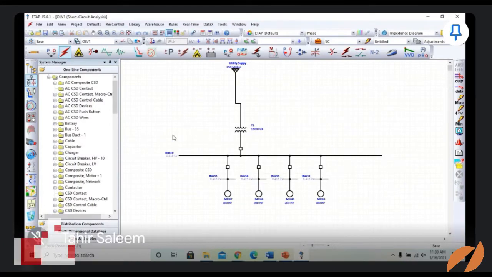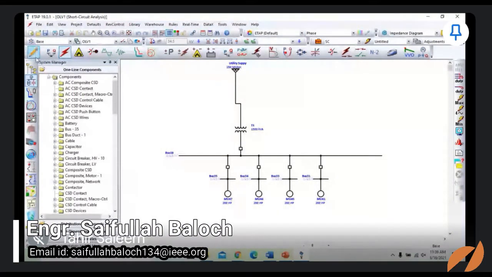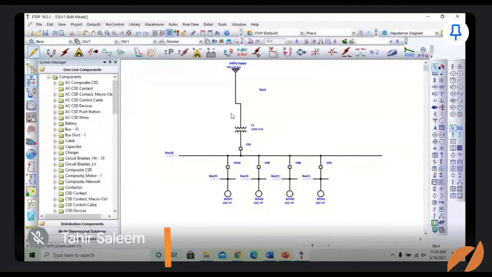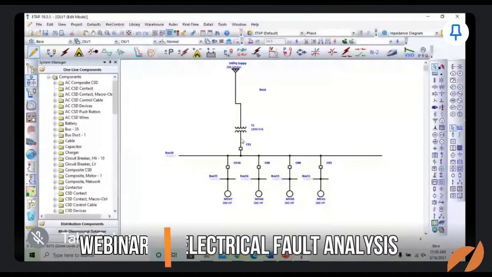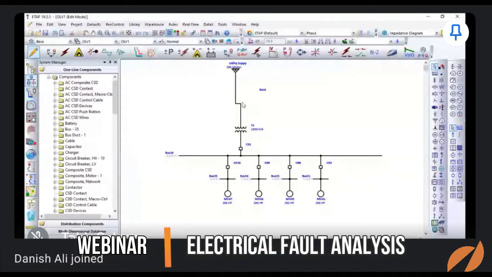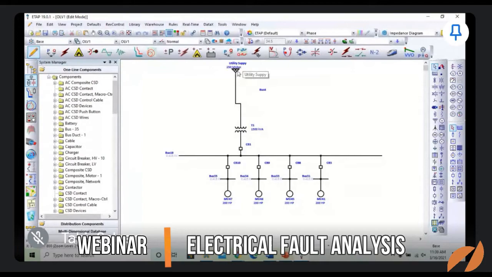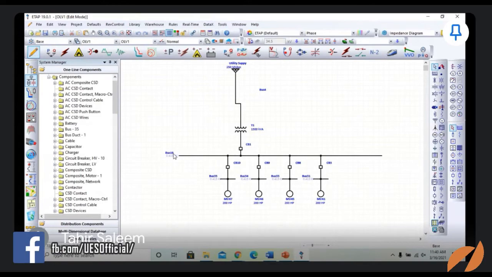So here you can see the interface of this software. First, when you are in edit mode, you can add these components for making this single line diagram. We have already built a single line diagram having a utility supply with a short circuit MVA of 250, with a transformer of 1500 kVA. Along with that, we have a main circuit breaker, CB1, and with that a bus bar. The bus bar is of 0.415 kilovolt, that is 415 volts according to the Pakistani standard.